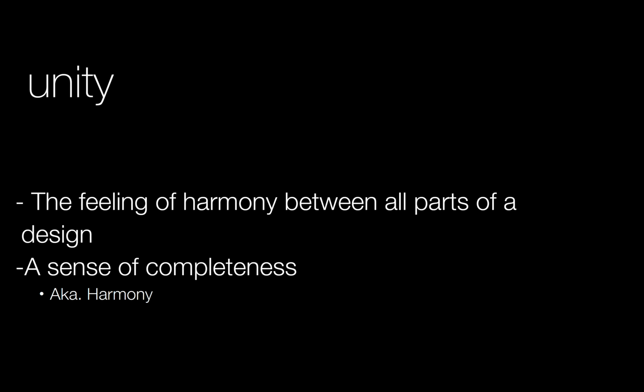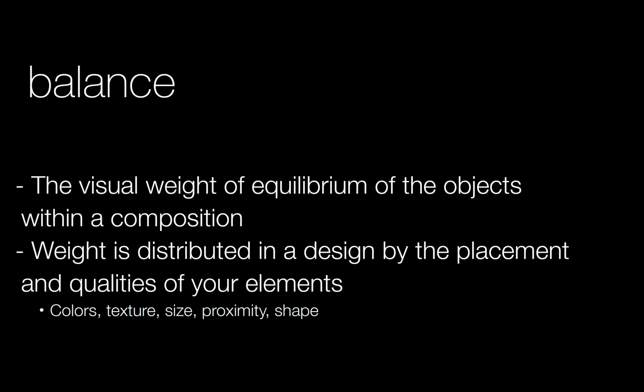We'll start with unity because this is definitely the main goal of using all of these elements and principles of design. And that is the sense of completeness. This is finished. This is done. There is a harmony between all of the parts of the composition. The main way that we can understand unity in a composition is balance. And balance is essentially the visual weight of equilibrium within a composition.